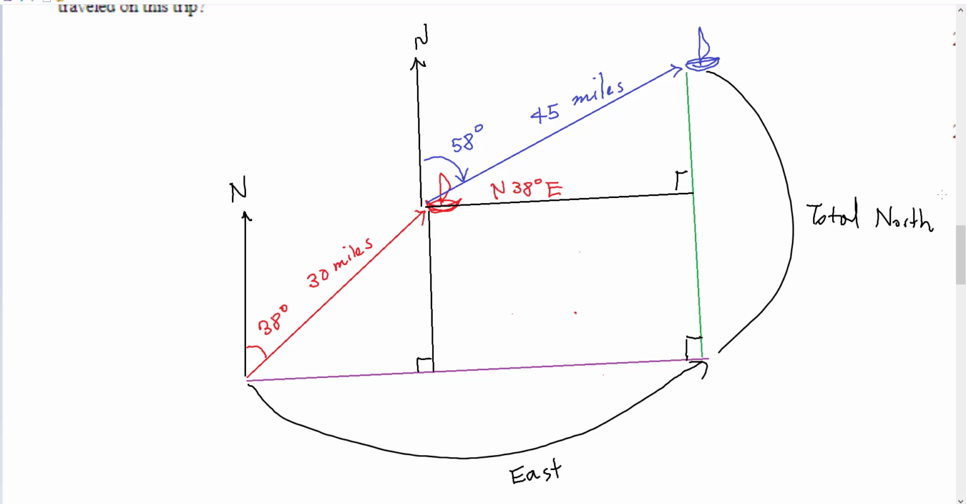So now, any idea how I'm going to get this total? How far east the boat traveled is the length of the horizontal purple line. How far total north the boat traveled is the length of the green line. And how do I do this? Do you have any idea? Do you want to try first? I'll wait.